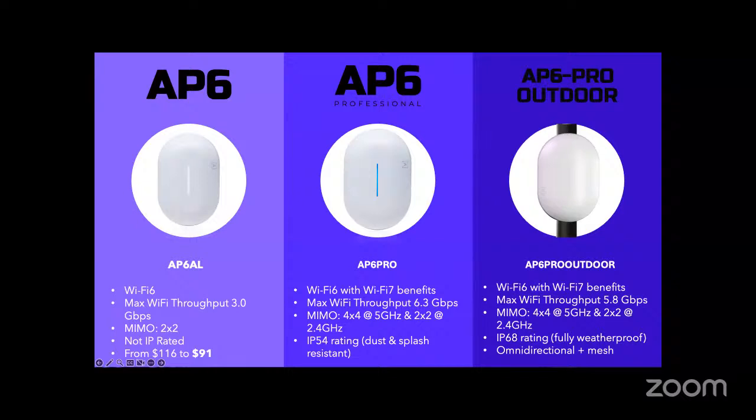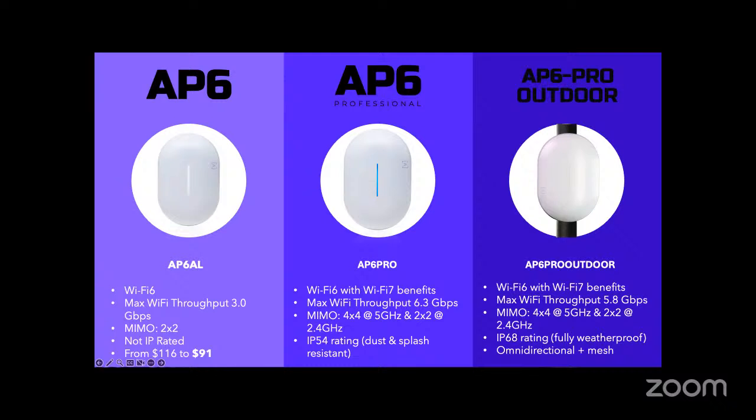What does that mean? Well, it gives you 6.3 gigabytes, so more than twice the amount of speed that the basic model gives you. And you have 4x4 antennas, and also it's IP54. So if you have like a little outdoor patio, you can install it at the exterior. Just protect a little from the elements, and it can work perfectly for you.